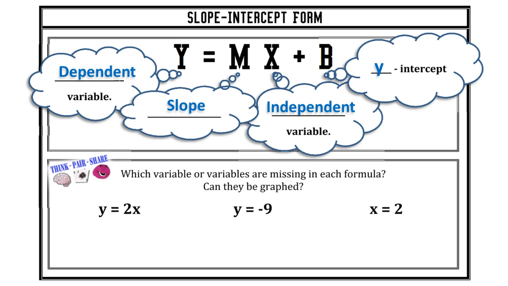On your own, look at these equations below. Technically, these all would fall under the form of slope-intercept form. Certain things seem to be missing. Can these equations be graphed on a coordinate plane? Write out your answers, and we'll discuss in class.